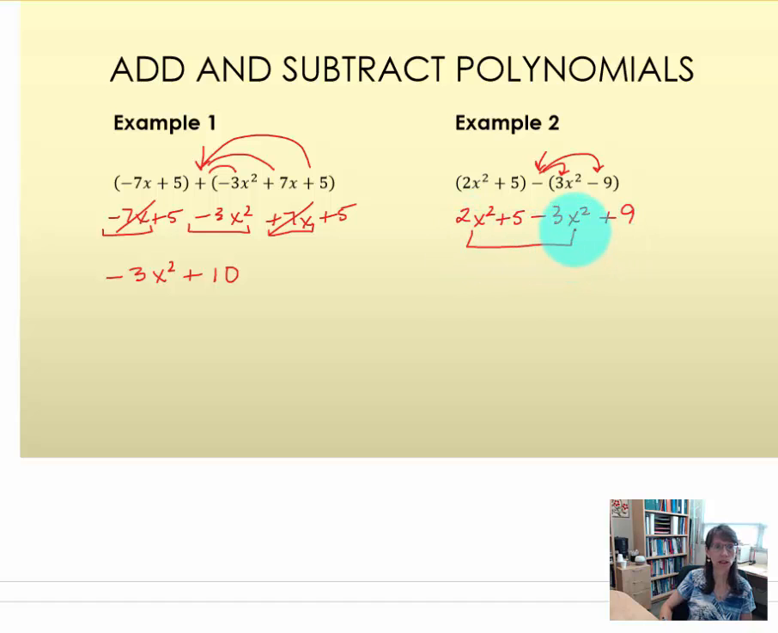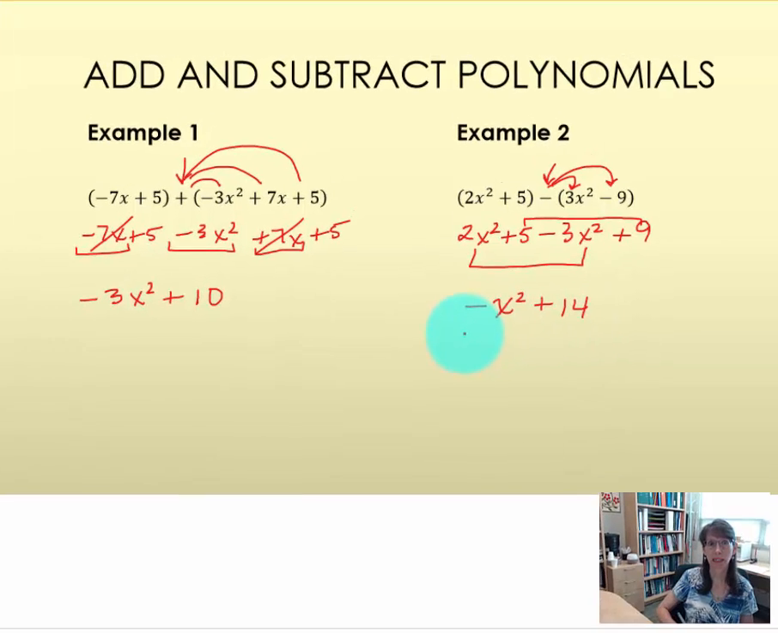So I have some like terms with my x squared terms. 2 minus 3. Those are the coefficients that are getting combined to make a negative x squared. Then I have 5 plus 9, that would be adding 14. So we have our simplified term, negative x squared plus 14.